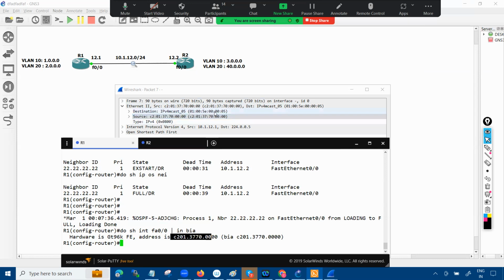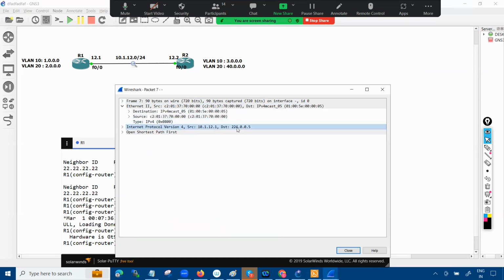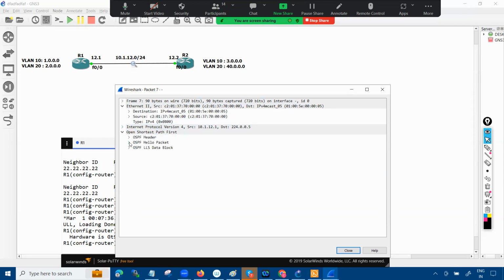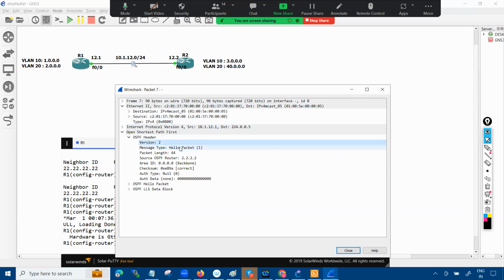Destination is 01:00:5E:00:00:05. That's the multicast MAC address for all those protocols. The TTL is 1 and the protocol number is 89. And now we have the OSPF protocol. In the OSPF header, we have version 2 by default, and the hello packet type. This will be changed according to the packet types. The length of this packet is 40 bytes. So the message type will be changed.